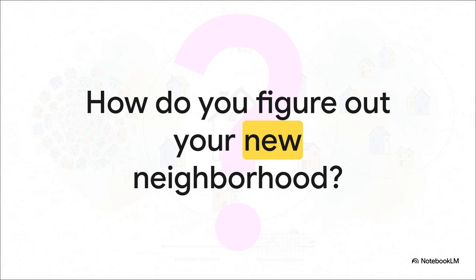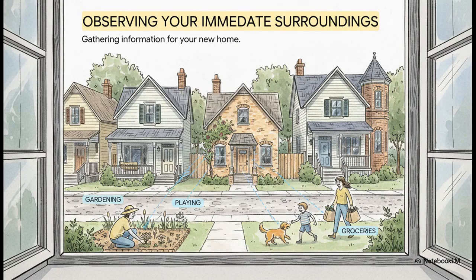Well, the answer is actually incredibly simple. You look at the people closest to you, right? You check out who lives next door, who's across the street. You watch their habits, see what their homes are like. You just instinctively assume that your immediate surroundings are going to tell you a whole lot about your new spot. And that very human instinct, that's the heart of this algorithm.